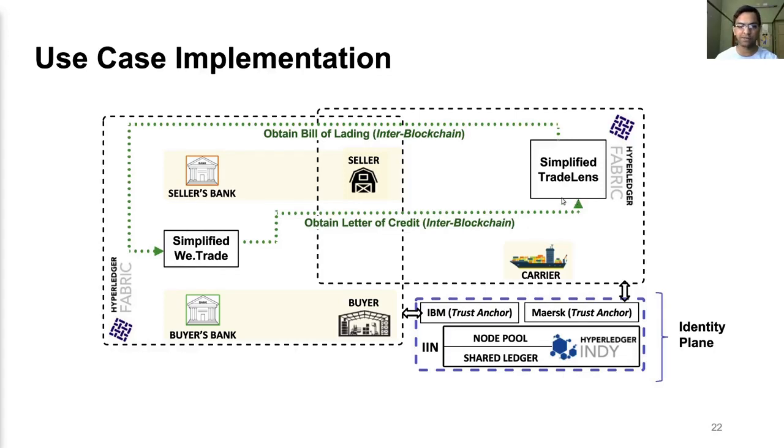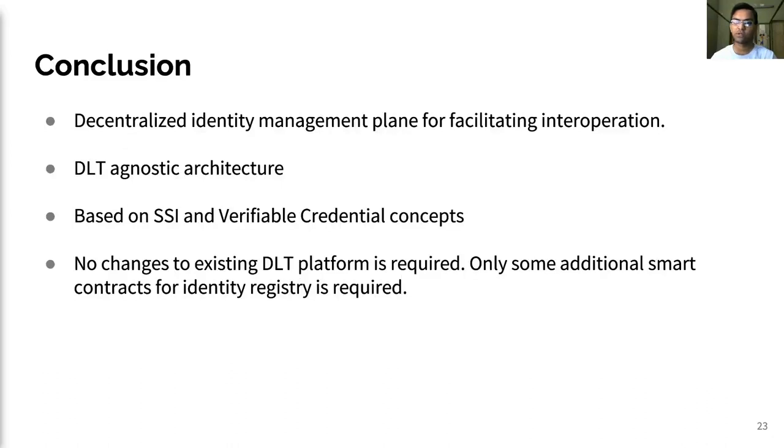Thus, the two interoperation steps required are the verifiable transfer of this letter of credit and the bill of lading. This forms the data plane, and we have used our Hyperledger Indy based implementation of the identity plane with two example trust anchors, IBM and Maersk, and this system successfully configures the identities of the participants across the two networks.